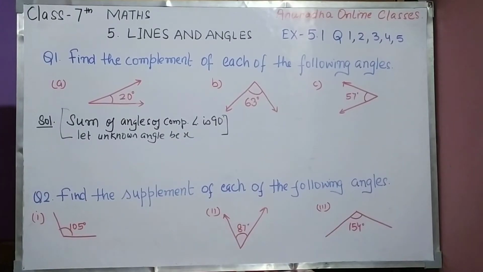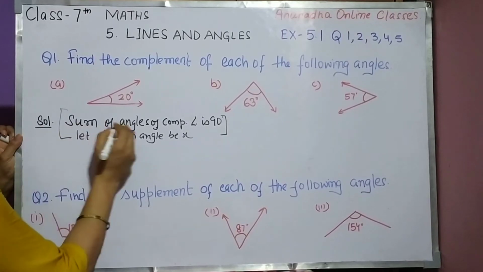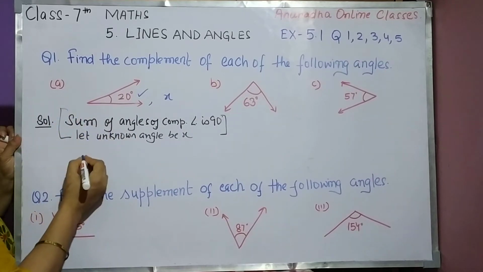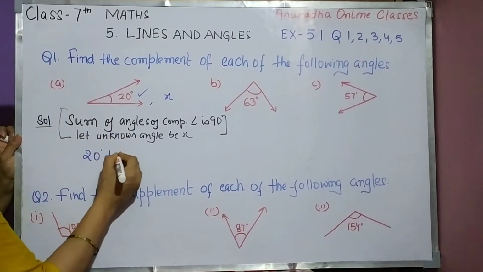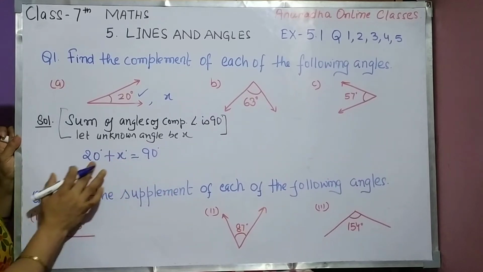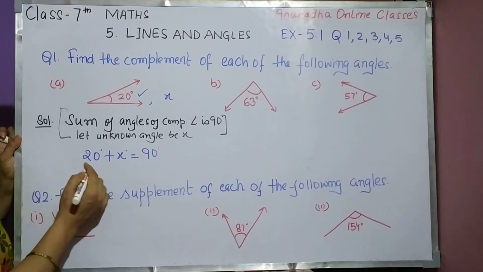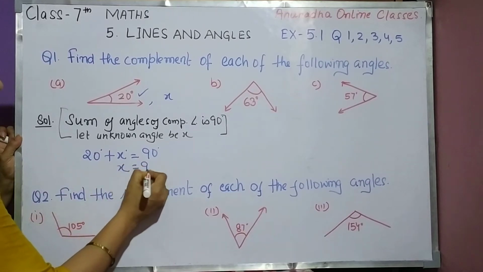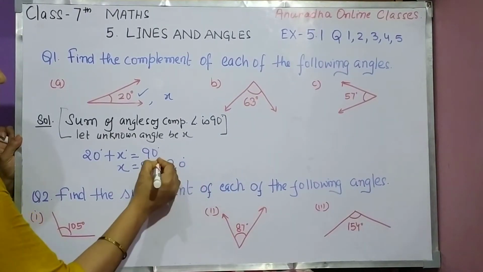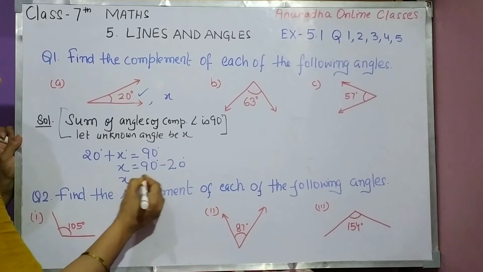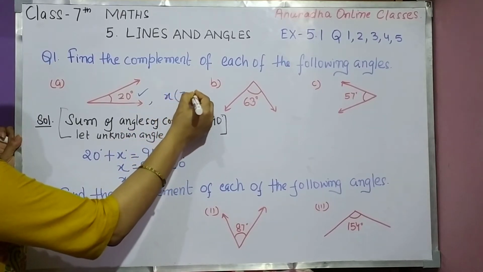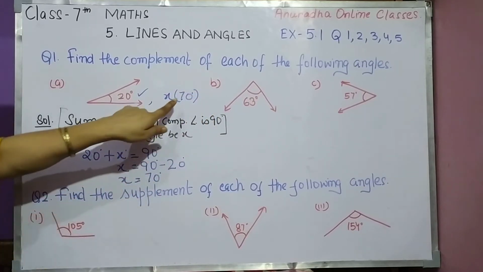Okay children, so how you'll do it? See, sum of angles, one angle is we just know, other angle we don't know. So I am writing in this way, 20 degree plus x degree is equal to 90 degree. Okay, this is the complement of 20. So 90, this 20 will go that side, so x will become 70 degree. So its complementary angle will be 70 degree.